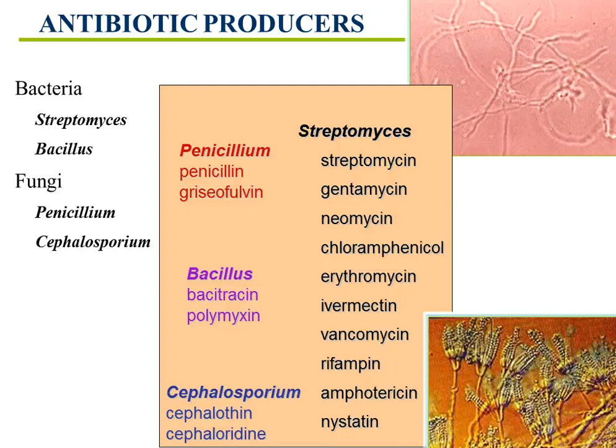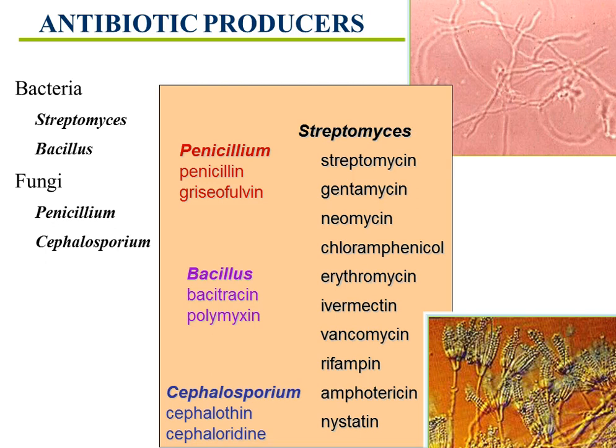But the four big boys of antibiotic production are 2 molds and 2 bacteria. The 2 bacteria are Streptomyces and Bacillus, various species of Streptomyces and various species of Bacillus. And for the fungi, there's Penicillium mold and Cephalosporium mold, its cousin, very similar to Penicillium. But of course, the big ones are Streptomyces, Penicillium, and Cephalosporium.